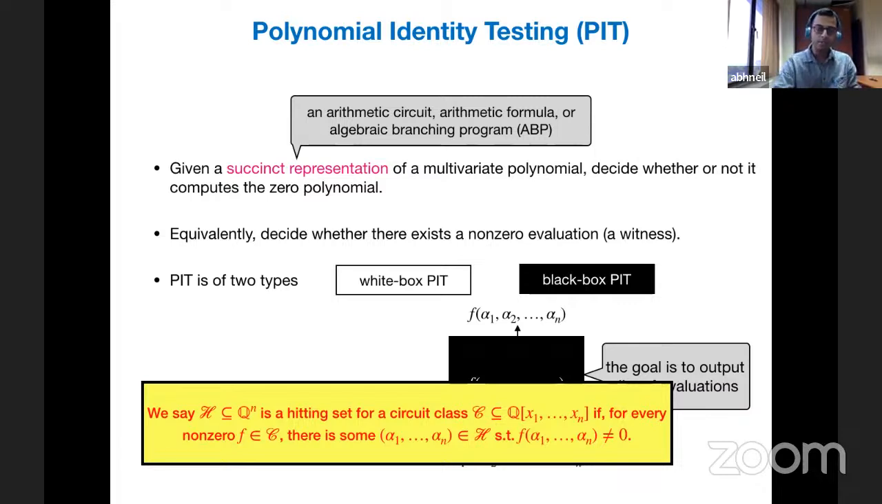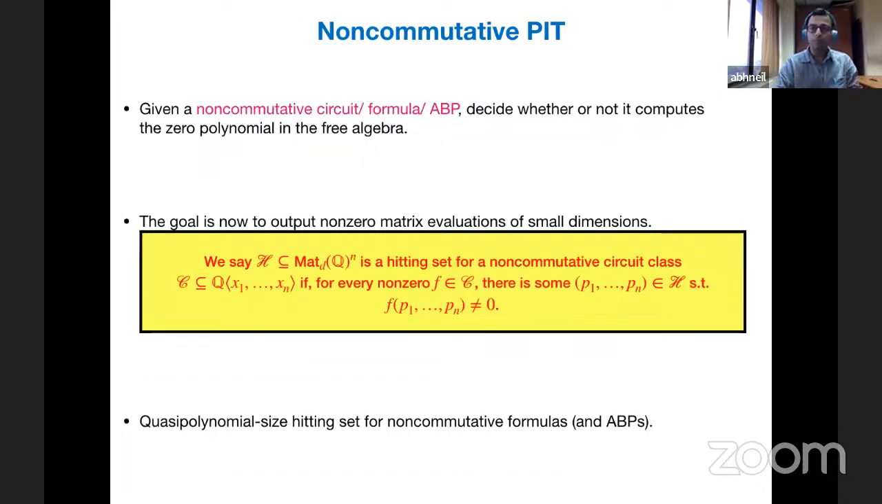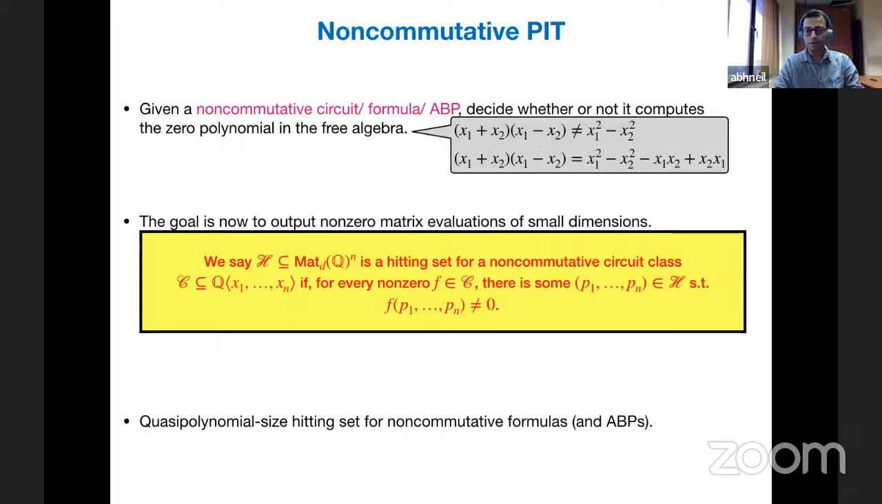Okay, so this PIT problem has been studied with different restrictions, like when there is some more structure on the circuit and formula, or another restriction is non-commutative PIT, where we don't allow the variables to commute. In this case, the polynomial is given by some non-commutative circuit, formula or ABP, and the variables do not commute, so we treat them as 2 different strings. For example, how it is different from commutative PIT: (x1 + x2)(x1 - x2) is not x1 square minus x2 square.